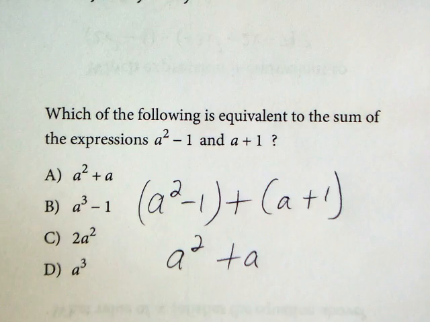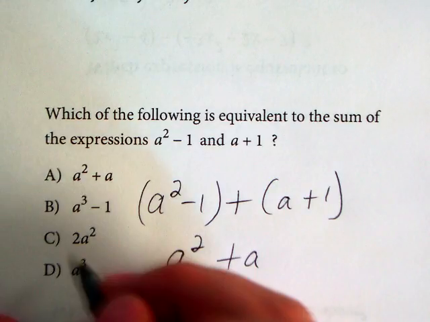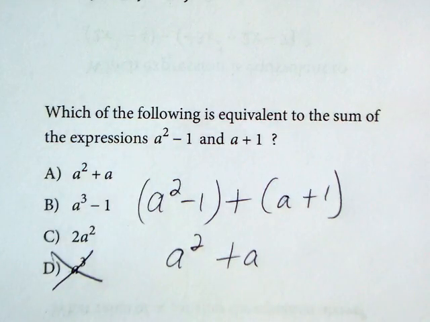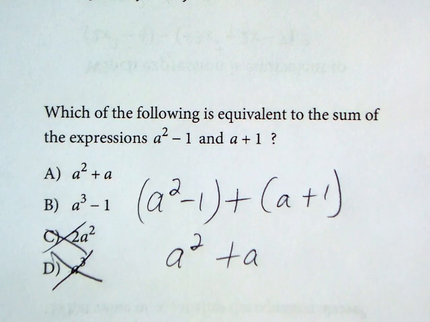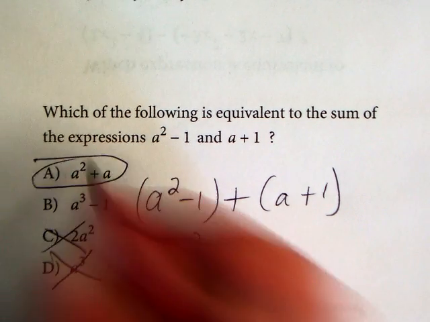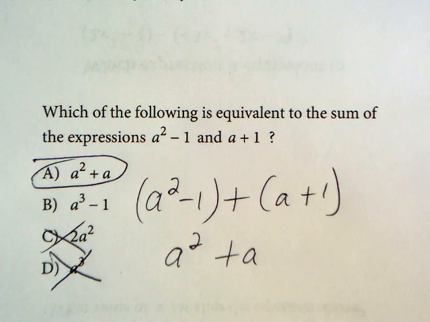a. They may have the same variable, but they cannot be combined because they have different exponents. If you were multiplying them, it would become a cubed, but not when you're adding. The coefficients in front of these terms are not combined. We're just looking at a squared plus a because it cannot be simplified.